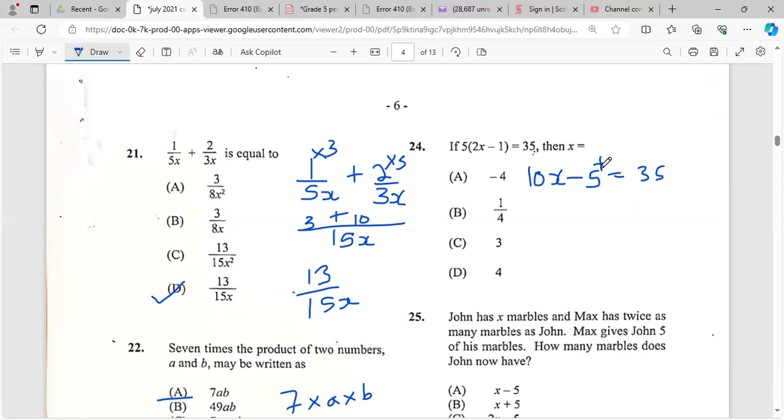So this goes to 0. So we have 10x equal to 35 plus 5, that's 40. And then we divide by 10. So x is 4.